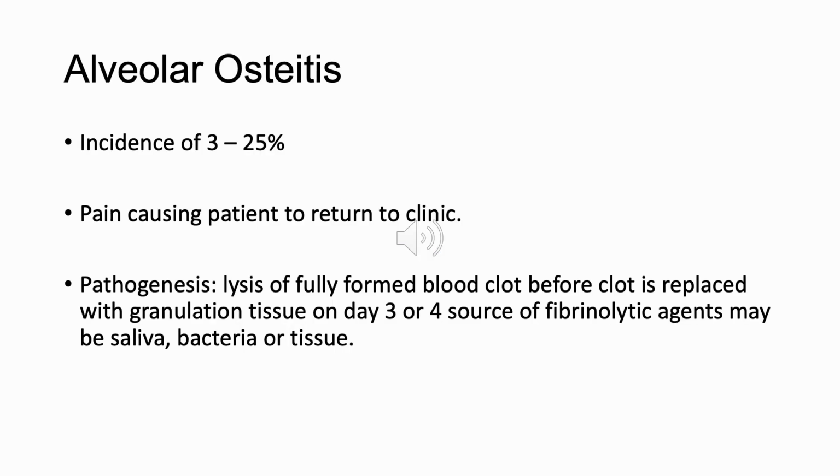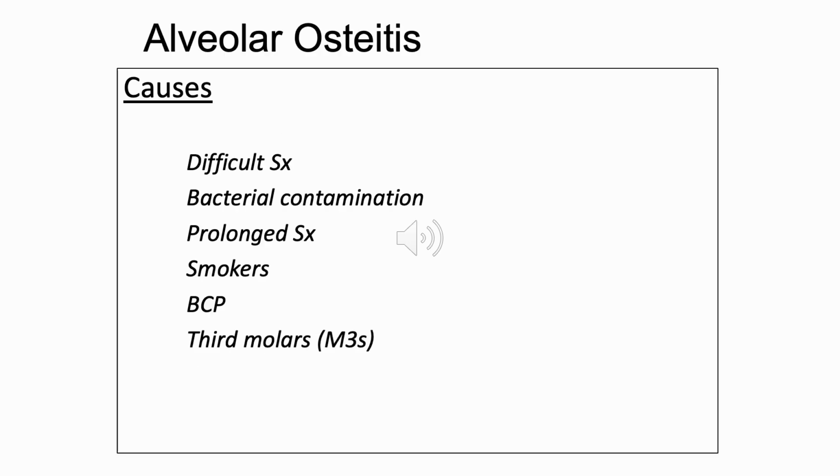Dry socket, the other thing we certainly warn people of after having any tooth out, certainly wisdom teeth. Relatively common. The pathogenesis is not fully understood, thought to be a premature breakdown of a formed clot, causing new onset of pain at 3 to 5 days after the extraction. Causes can be difficult surgery, bacterial contamination, prolonged surgery, which goes hand in hand with difficult surgery. Smokers, birth control pill, third molars are more common than other teeth, and advanced age.